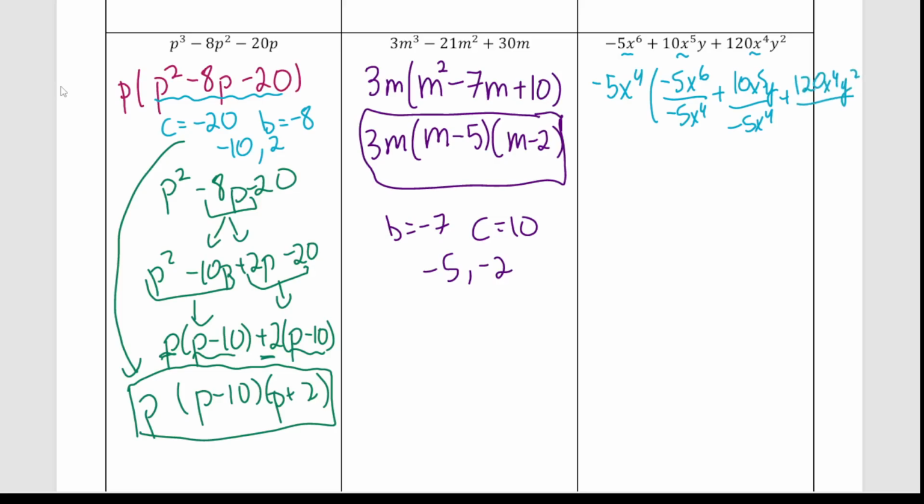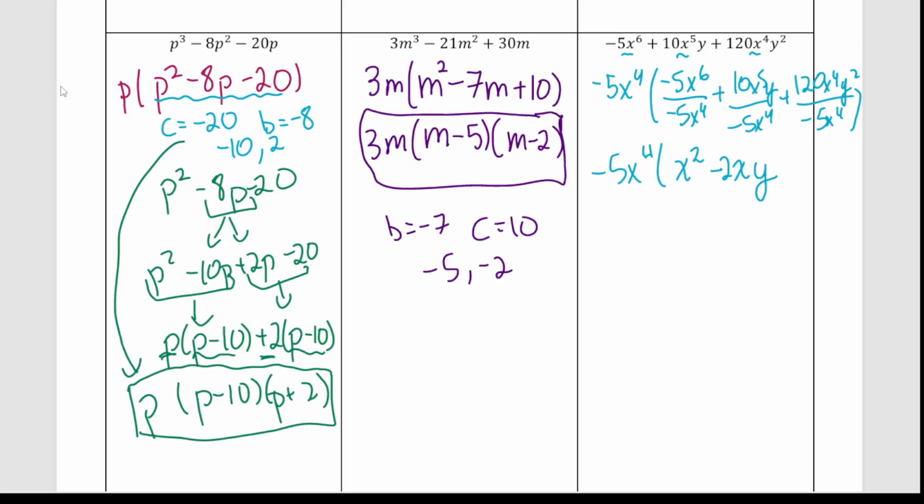Over negative 5x to the 4th. So whenever we do that division, negative 5x to the 6th divided by negative 5x to the 4th will leave us with a positive x squared. Positive 10x to the 5th times y divided by negative 5x to the 4th will leave us with a negative 2xy, because 10 divided by negative 5 is negative 2, x to the 5th divided by x to the 4th is x, and then the y divided by 1 is y.